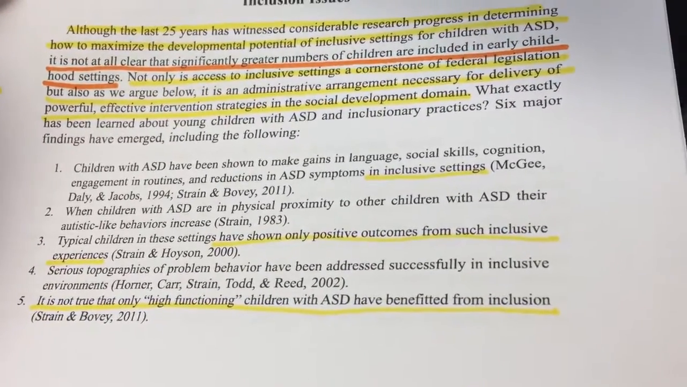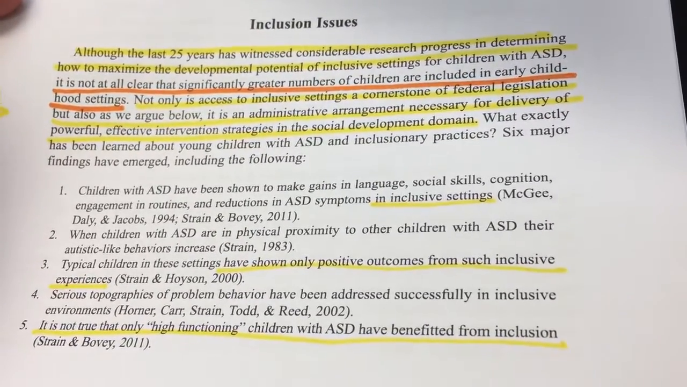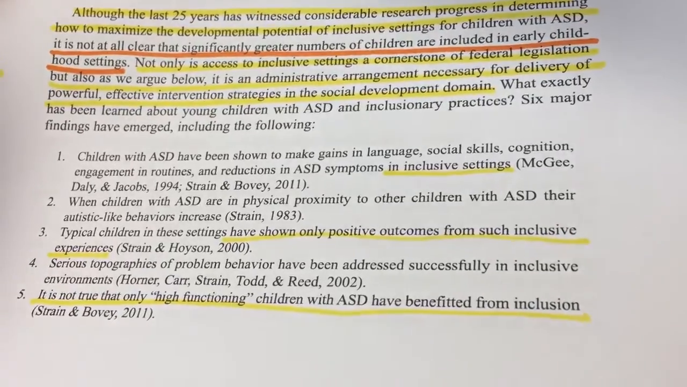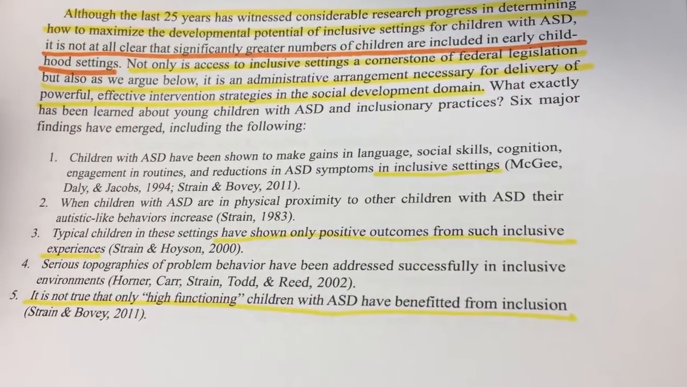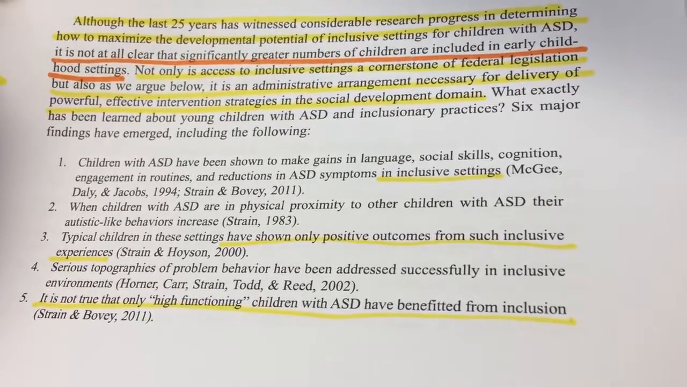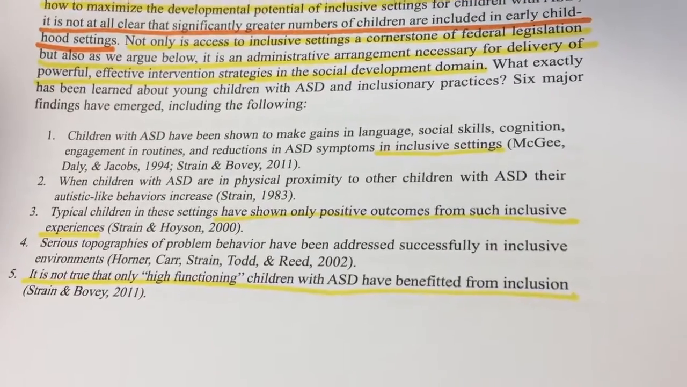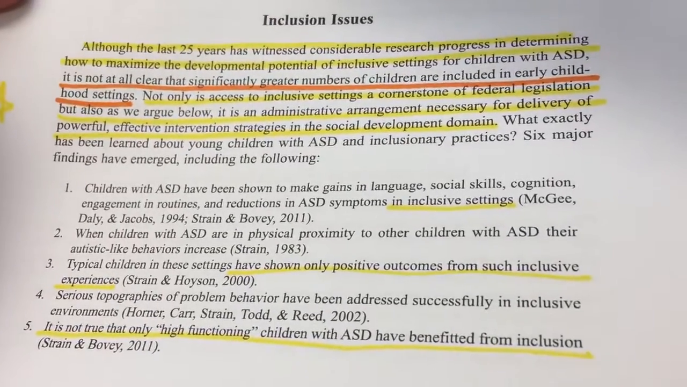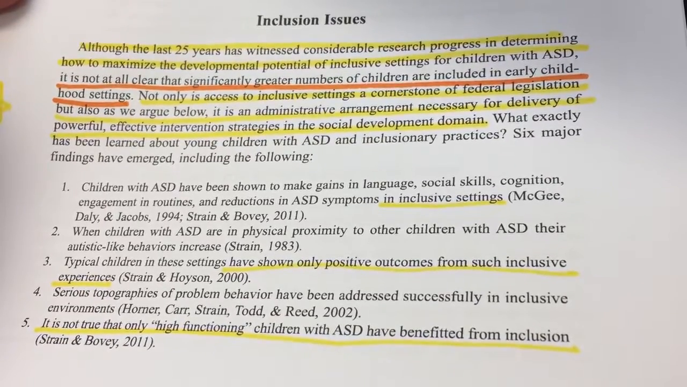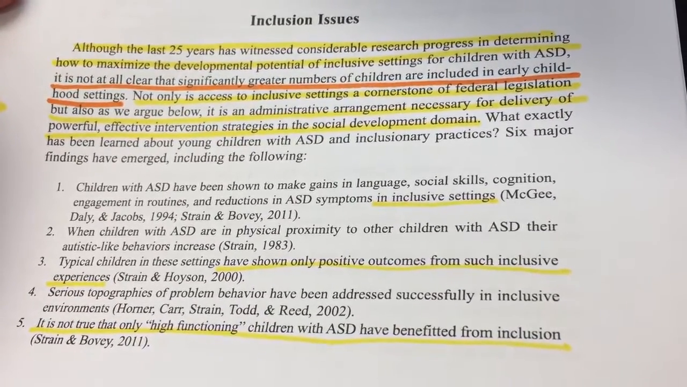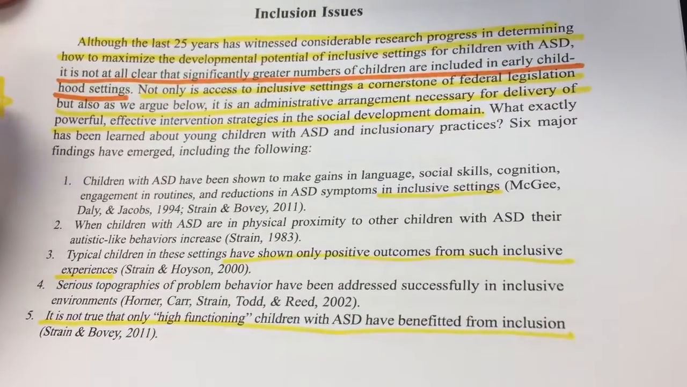I want to point out a couple of things. It has a whole section on inclusion issues, right? There's lots of research in determining how to maximize the potential of inclusive settings for children with ASD. It is not at all clear that significantly greater numbers of children are included in early childhood settings, despite what we know about the benefits of inclusion for these children. Okay? Access to inclusive settings is a cornerstone of federal legislation. It's not actually a choice, it's the law.